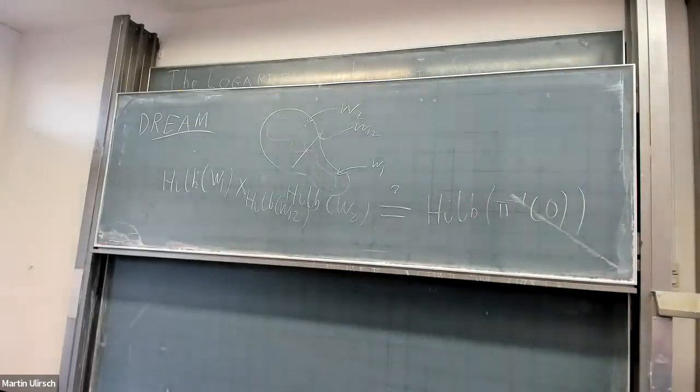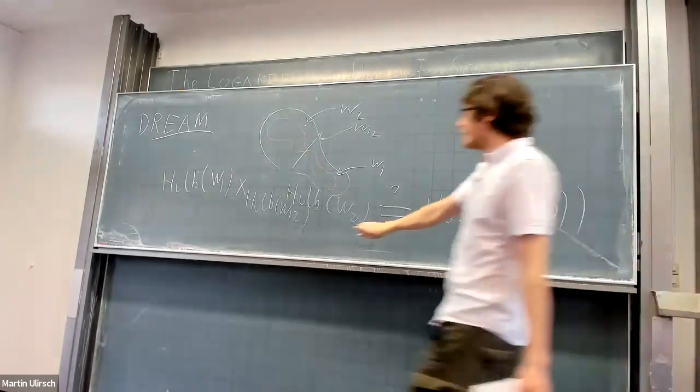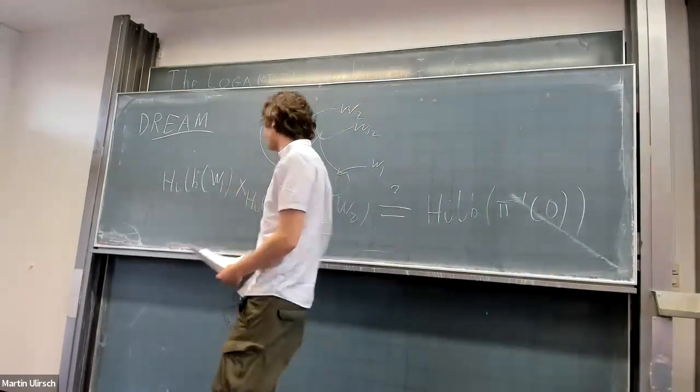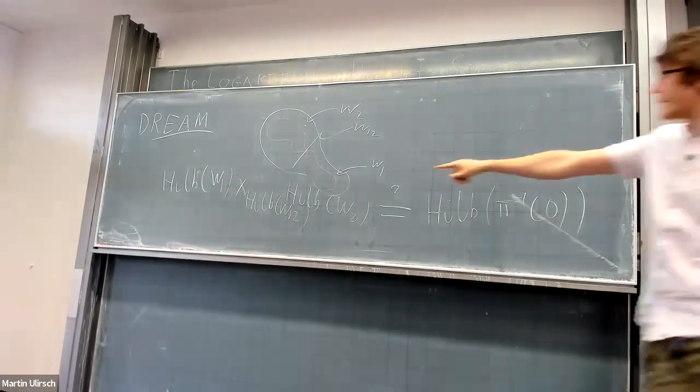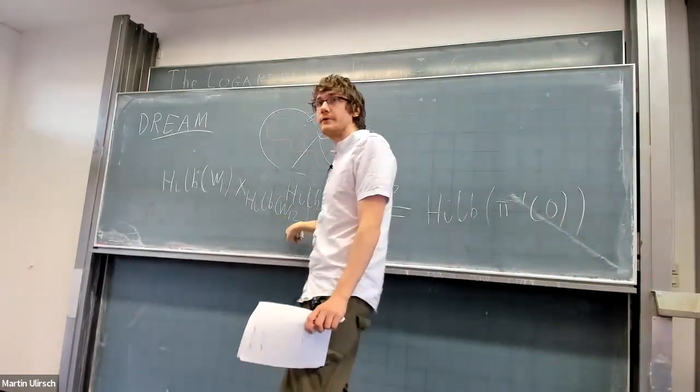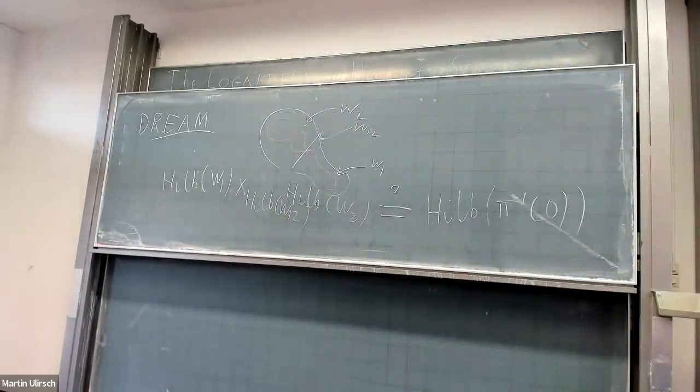This would be really nice because I started with the Hilbert scheme of something maybe a bit complicated, and I've turned it into a problem about the Hilbert scheme of something which is hopefully simpler. But there's a problem with this. The problem is that I took this fiber product over the Hilbert scheme of W12, and W12 is a divisor inside W1.